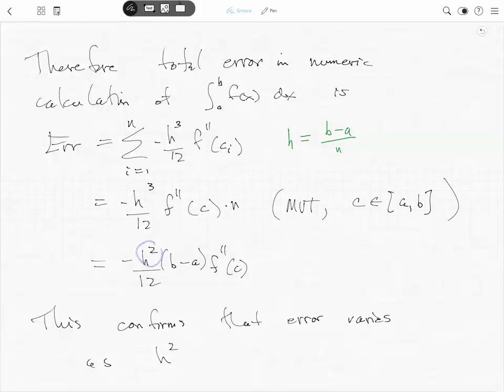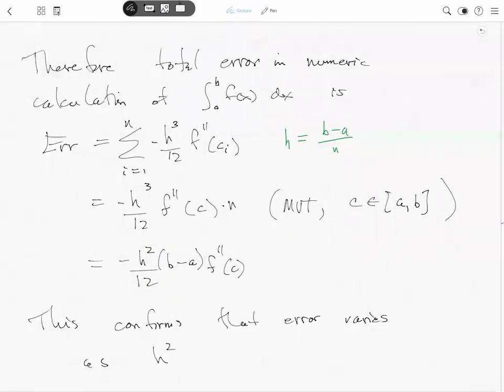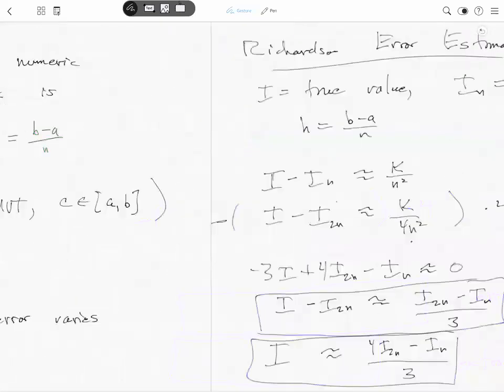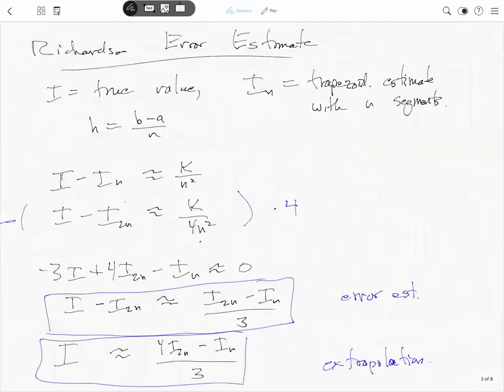And we can see that here. This error term involves the factor h squared. 12 is a constant, b minus a is a constant. F double prime of c is not really a constant, but if we make the optimistic assumption that it's not varying too much, then this will behave approximately like something proportional to h squared. Okay, now with this estimate, we can get what's called Richardson's error estimate.